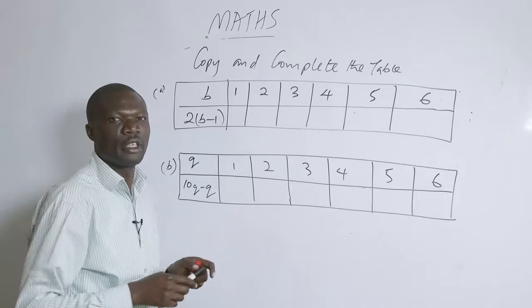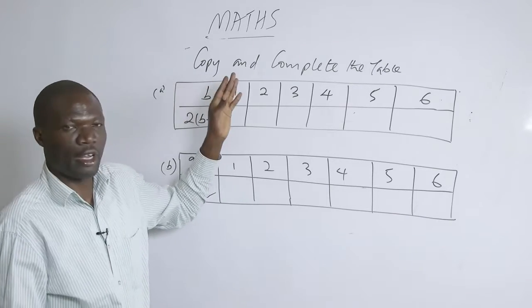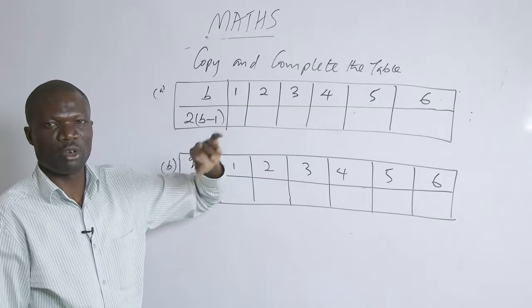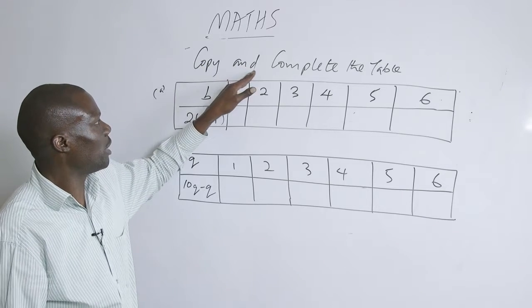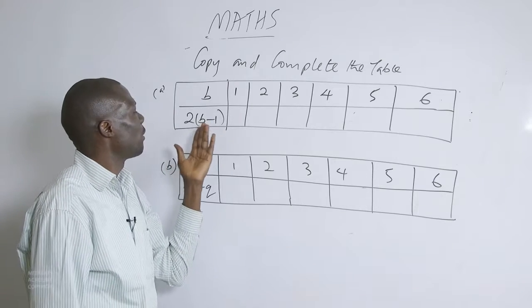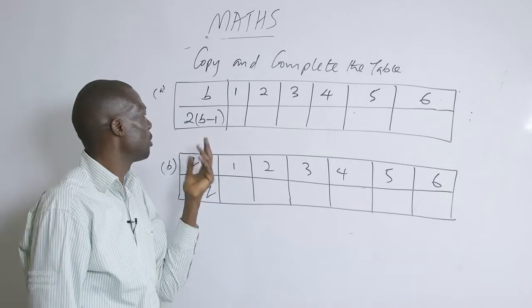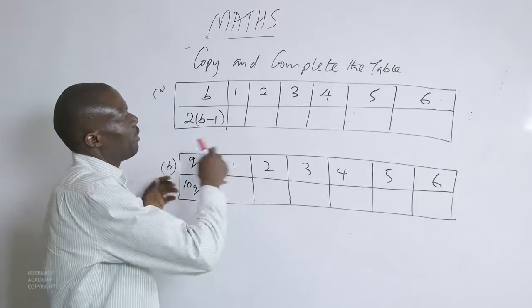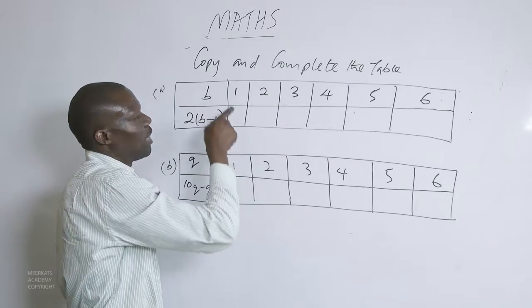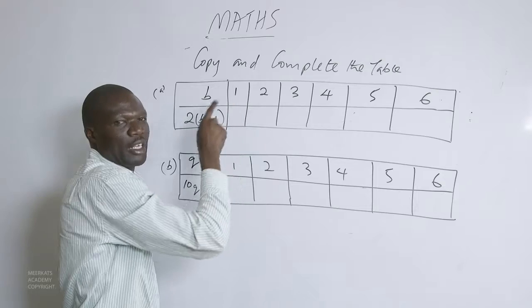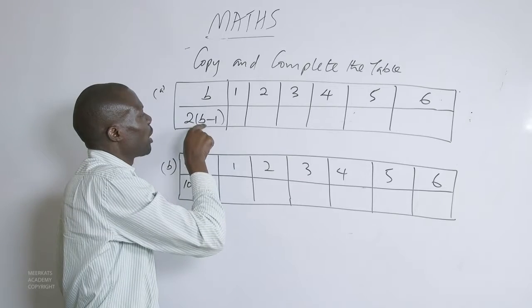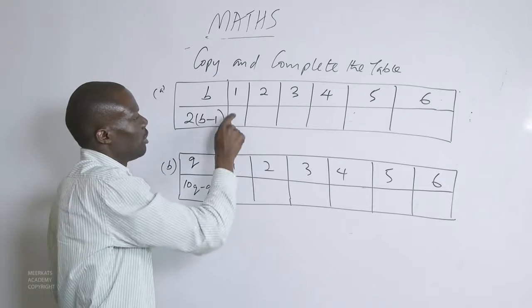So we have this question where now we are expected to use the knowledge you have gone through and be able to fill this table correctly. Copy and complete the table. The first row is b, and below b we have 2 in bracket b minus 1. Now, in this first row, b is 1, 2, 3, up to 6. Every time we have the value of b as 1, we should be able to get the value of 2 in bracket b minus 1. And then we fill it here.